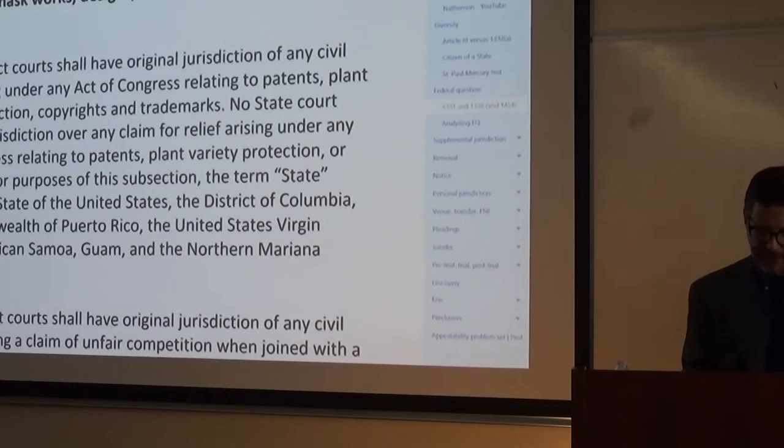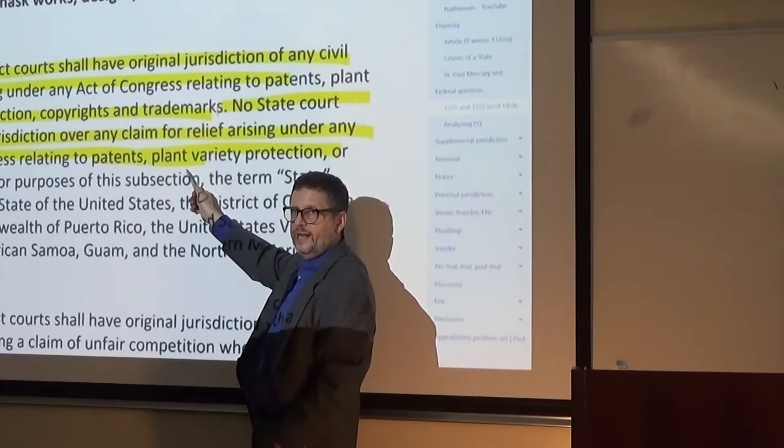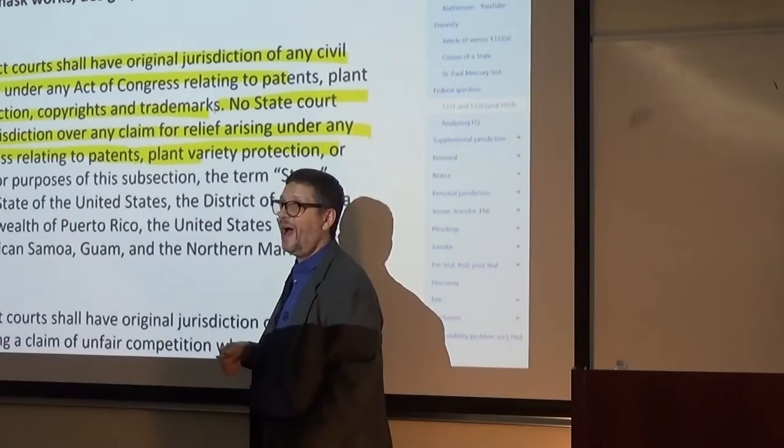It says no state court shall have jurisdiction over any claim. So the first sentence gives the jurisdiction to the federal court, its original jurisdiction, and the second sentence divests jurisdiction from any state court. And the statute was changed in 2010 to make it clear that that means not just claims, but also counterclaims as well.